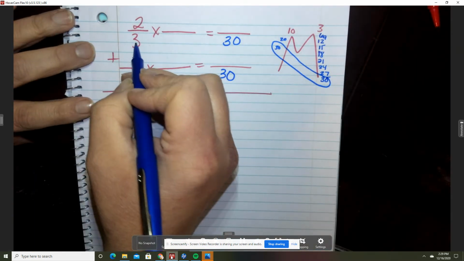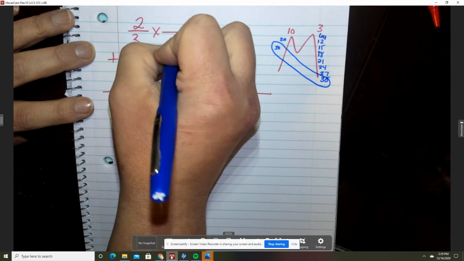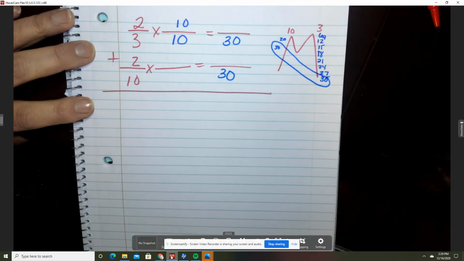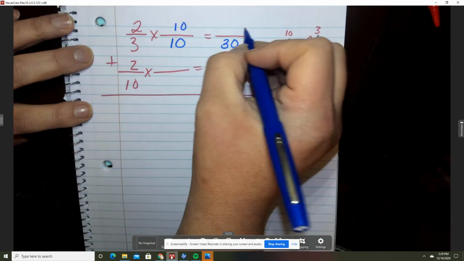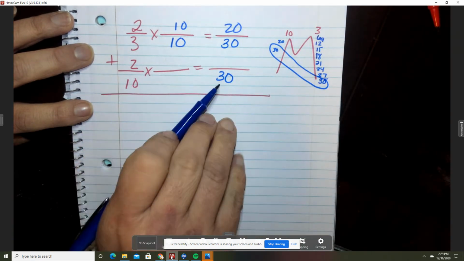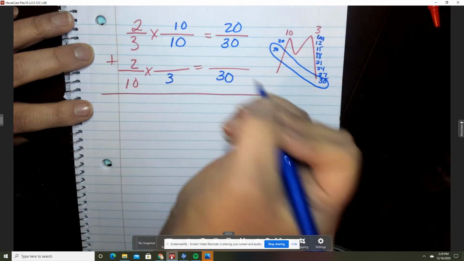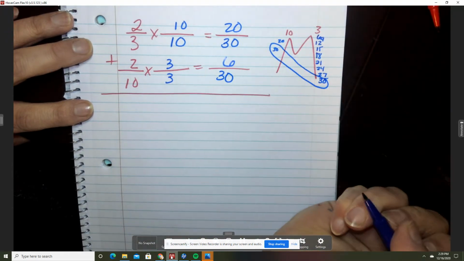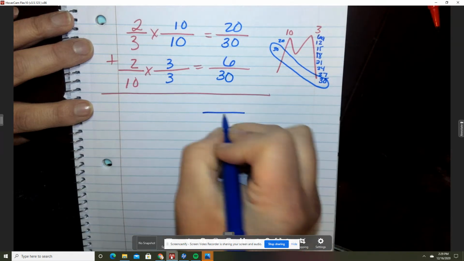All right, so what did I do to 3 to get to 30? Well, I multiplied by 10. What you do to the bottom, you have to do to the top. So 2 times 10 is 20. What did I do to the 10 to get to 30? Well, you multiplied by 3. So what you do to the bottom, you have to do to the top. And that's going to be 6. Now I'm ready to add.